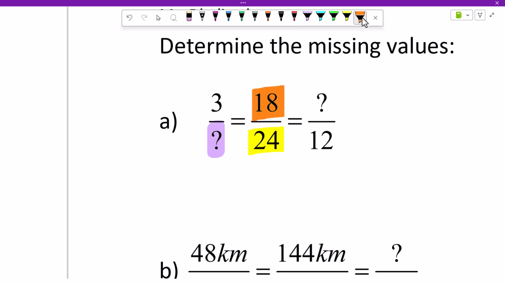Okay. So, you need to connect it up with the fraction where you know both the top and the bottom. You find the path. Between these two, what number do you have to multiply or divide? 6. And it's getting smaller, so you're dividing by 6. So that means we need to divide this by 6, which is 4.